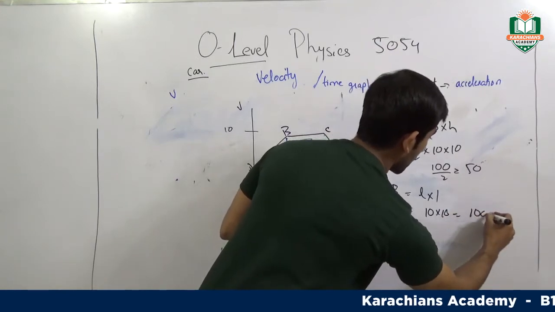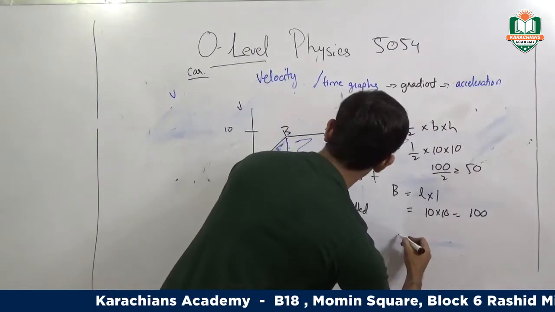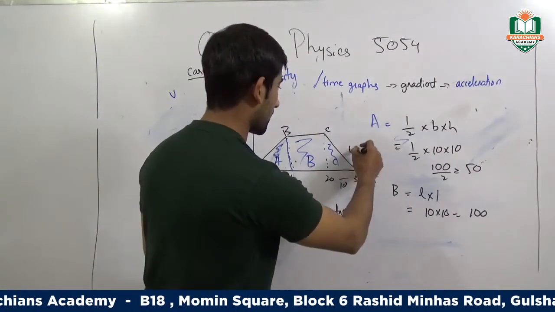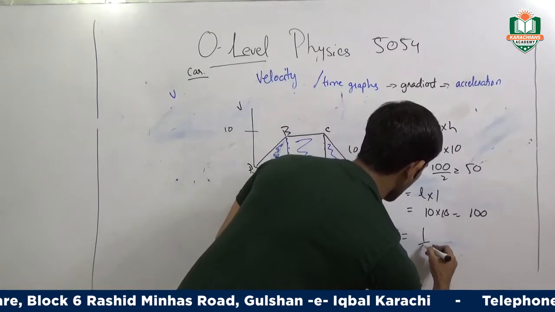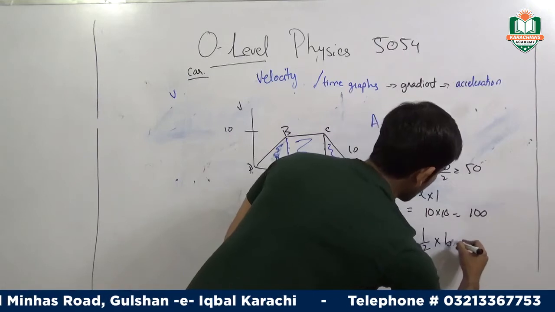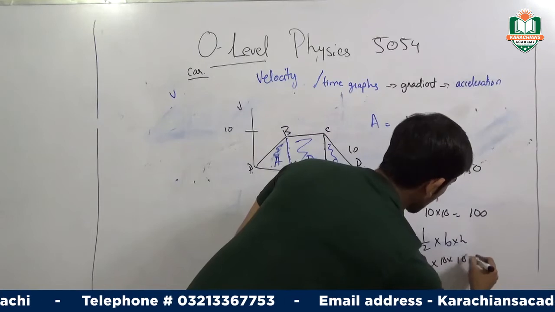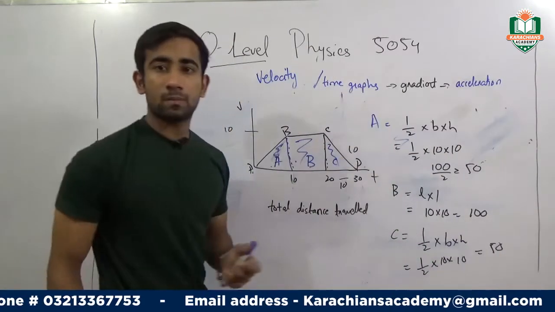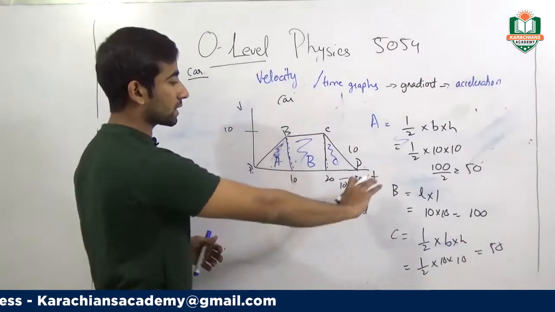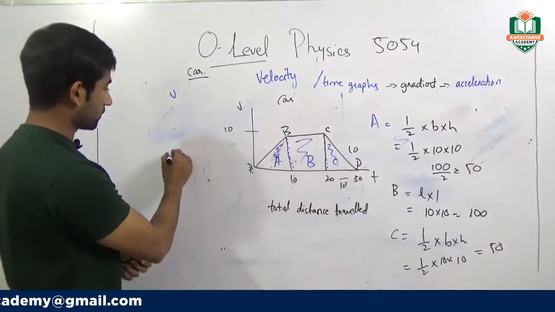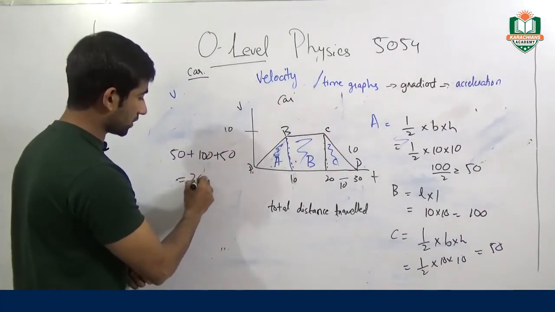which is 100 meters. And for the last 10 seconds, we have the base as 10 and the height again as 10, and this is again a triangle, so for area C, we will be using the formula again of the triangle, 1/2 base into height, and 1/2 into 10 into 10 is again 50. So total distance traveled by the car for the first 30 seconds is 50 plus 100 plus 50, so the total distance is 200 meters.